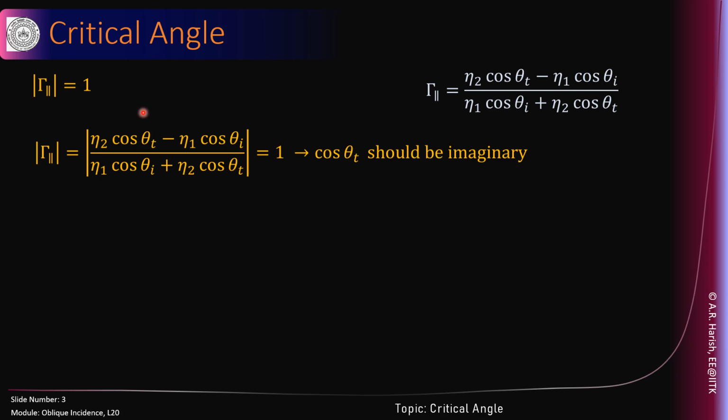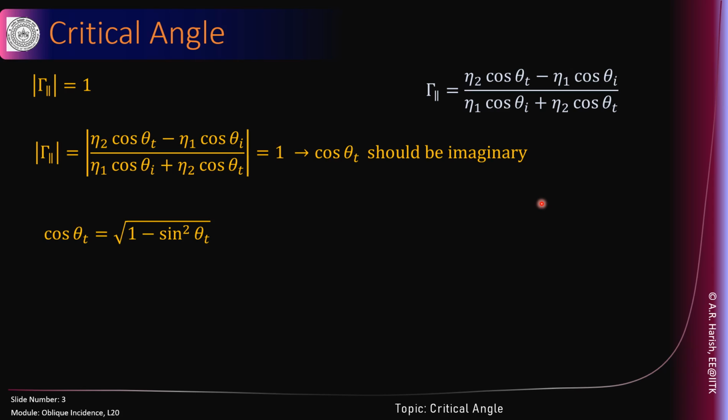So we write down this equation. Observe this one within the magnitude sign. The magnitude of this will be equal to 1 if either this term or this term becomes purely imaginary. Theta I is real, eta 1 is real, eta 2 is real. Therefore, none of them can become imaginary. What if cosine theta t becomes imaginary? If cos theta t becomes imaginary, the magnitude of this will be equal to 1. That's very easy, just convince yourself. It is of the form a minus jb upon a plus jb.